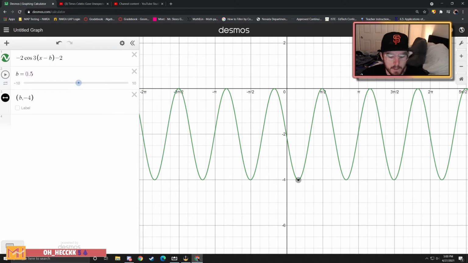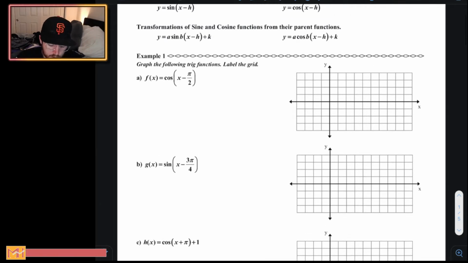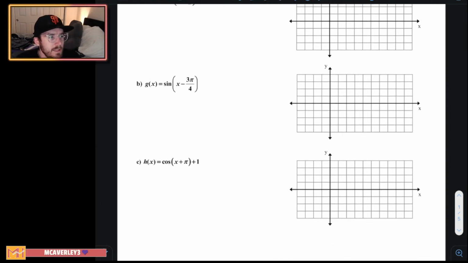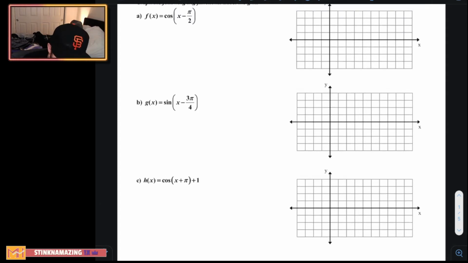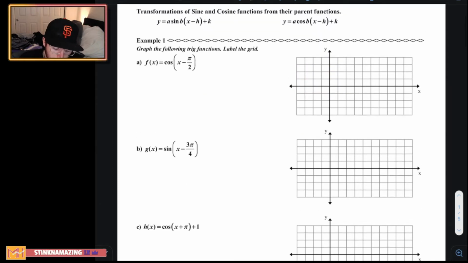Okay. I'm going to pause again, get myself set up on the notes. Okay, so taking a look at these problems, it says graph, graph, graph. I don't need you to be able to graph them by hand. I just don't care. I don't want you to. But I want you to be able to read off what's happening.